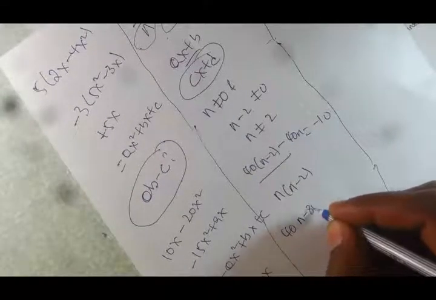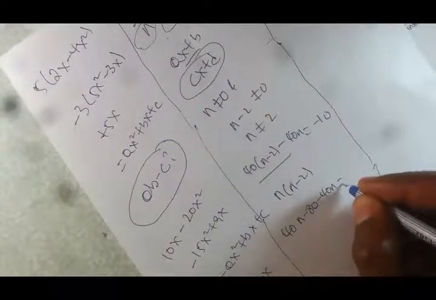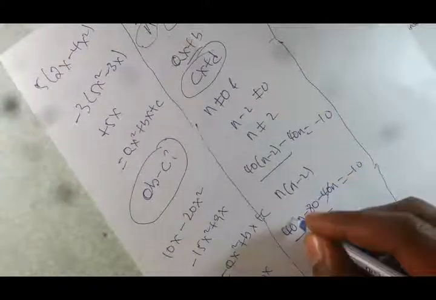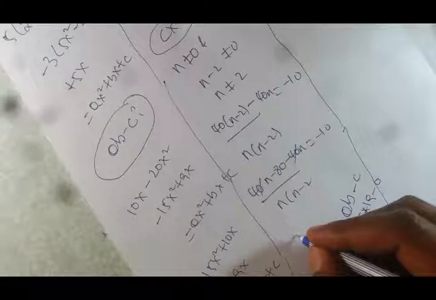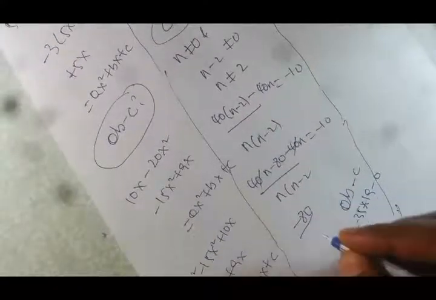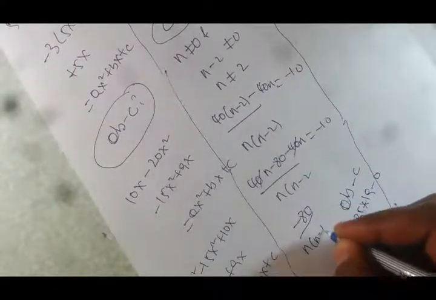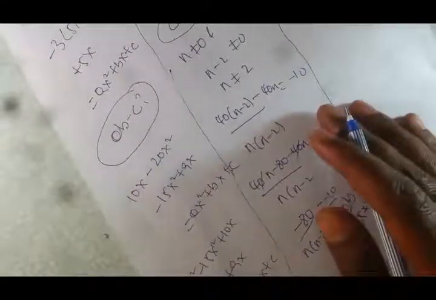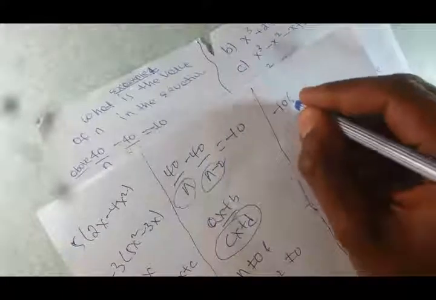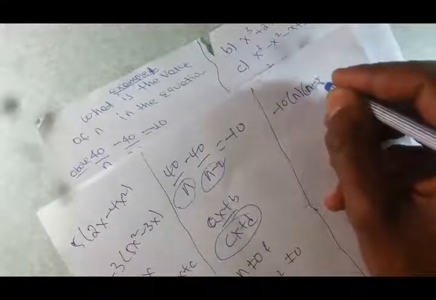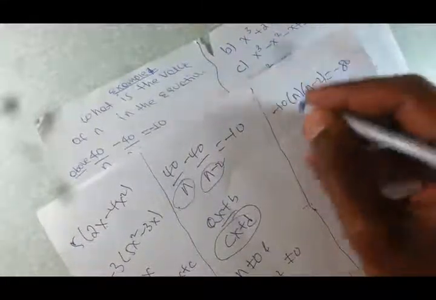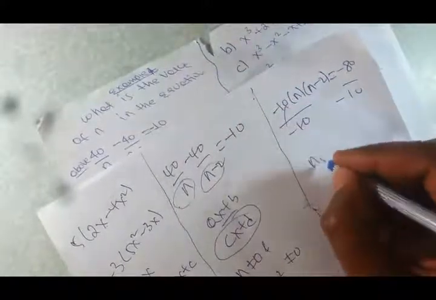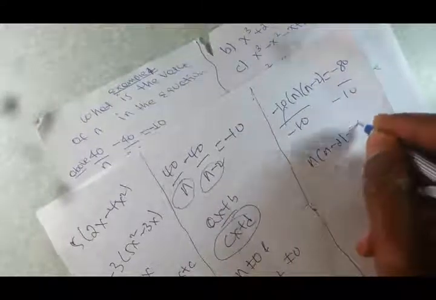This is equal to 14n minus 28 minus 14n is equal to minus 10 over n times n minus 2. This will be cancelled by this. So minus 28 over n times n minus 2 is equal to minus 10. Therefore crisscross. Minus 10 times n times n minus 2 is equal to minus 28, divided by minus 10 on both sides. Therefore n times n minus 2 is equal to 8.